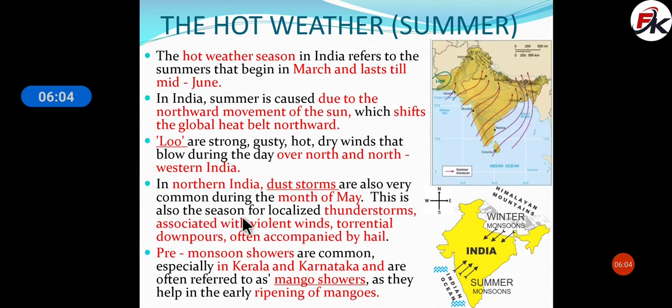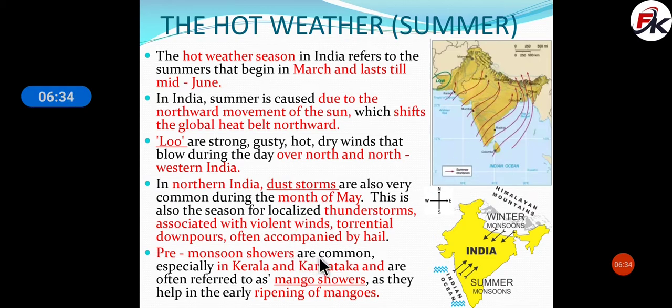This is also the season for localized thunderstorms associated with violent winds and torrential downpours, often accompanied by hail, even hailstones. Sometimes it is very heavy rainfall around this area in northern India.